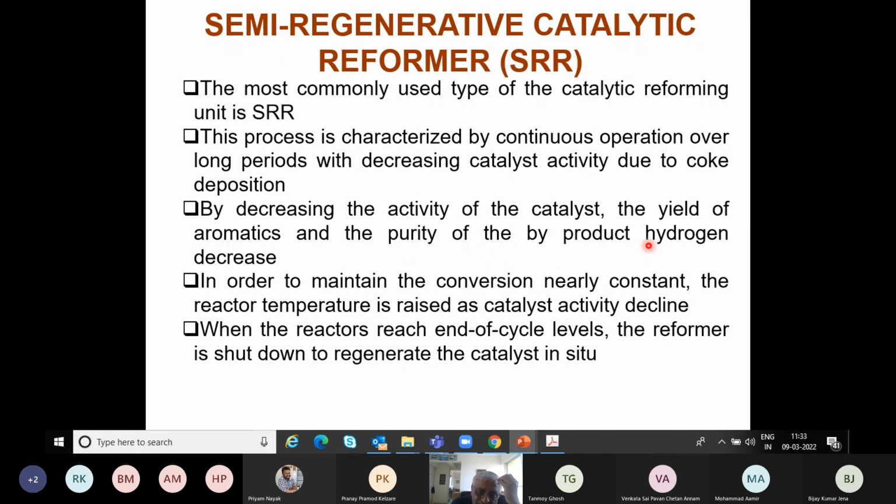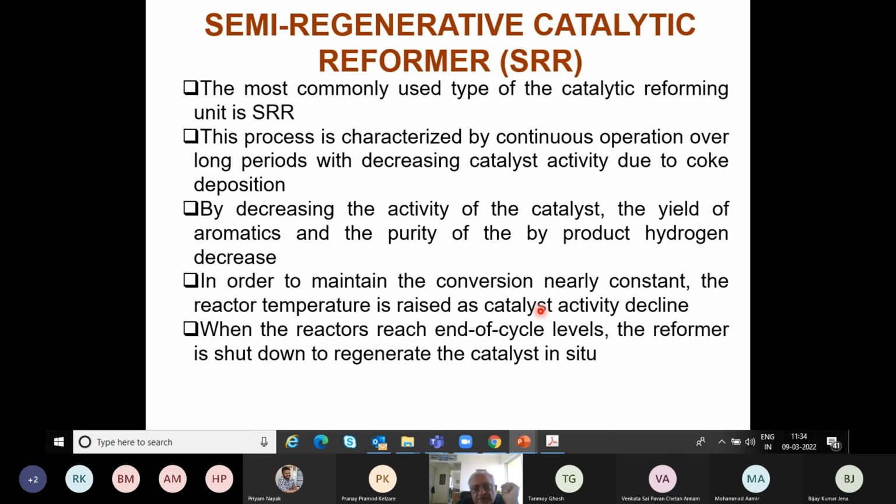So we actually decrease the activity of the catalyst, and that way we have to suffer in terms of yield of aromatics and the purity of the hydrogen recycle. So in order to maintain the conversion nearly constant, the reaction temperature is raised. So as you go from SOR to EOR, as I said, about 15 to 20 degrees rise in temperature happens. And when you actually reach the end of the cycle, where it is no more economically viable to run the unit, we shut down the unit and then regenerate the catalyst in situ.